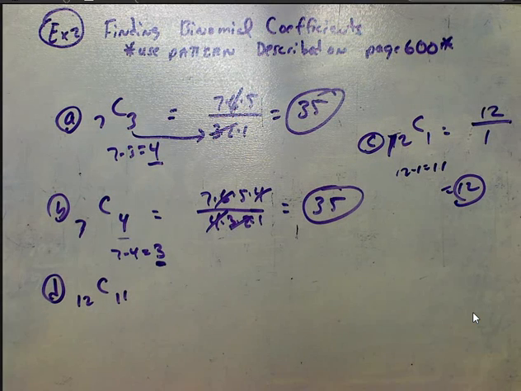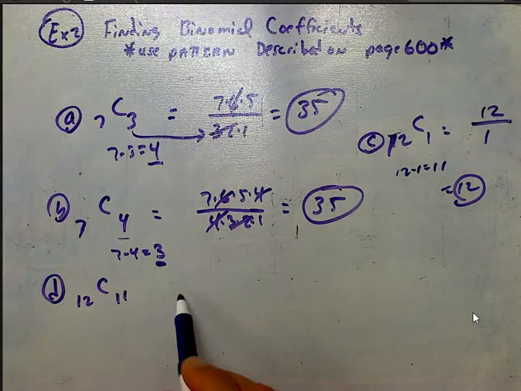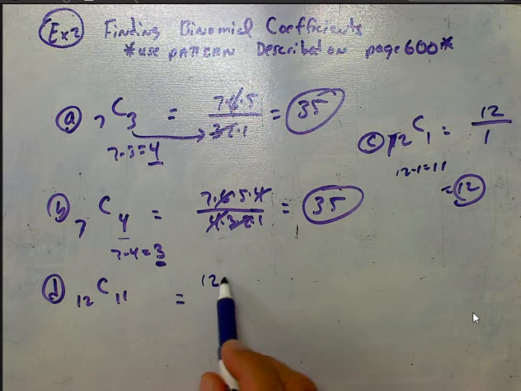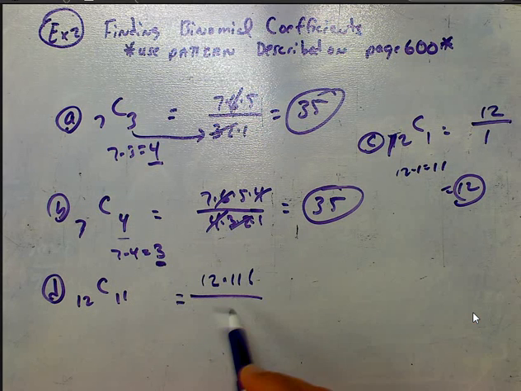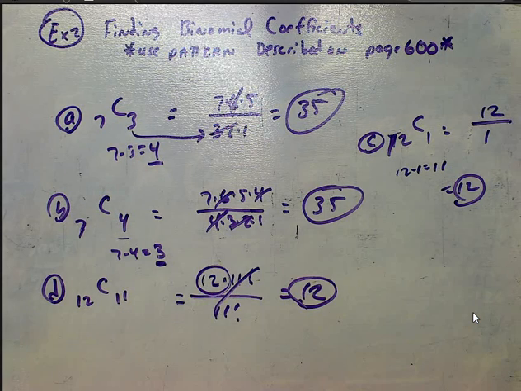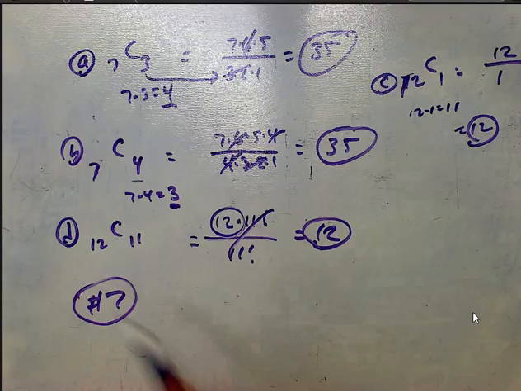For 12C11, it's going to be 12 minus 11 is 1. So 12 times 11 factorial. On the bottom, the 11 factorial. Those cancel. And the answer is 12. Go ahead and see if you can do the pattern with number 7. If you can't, that's fine. Do it the other way.